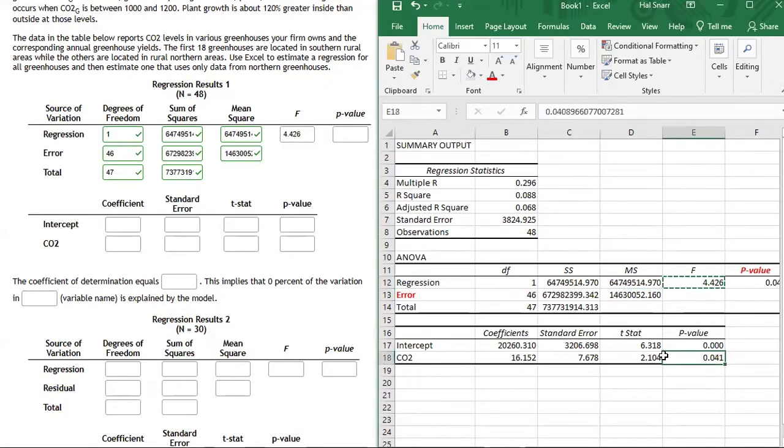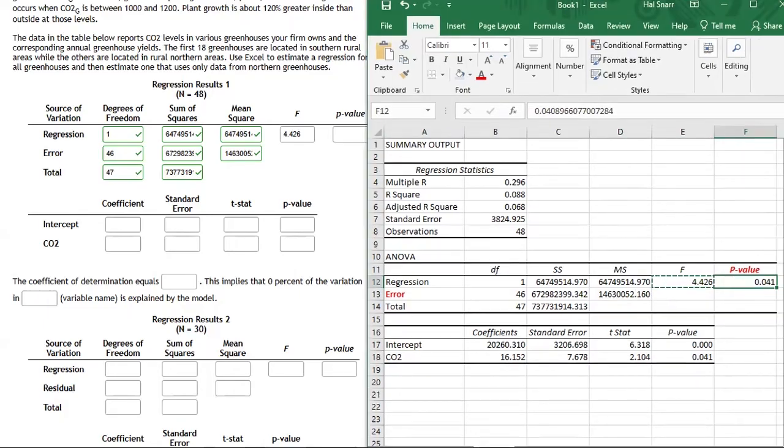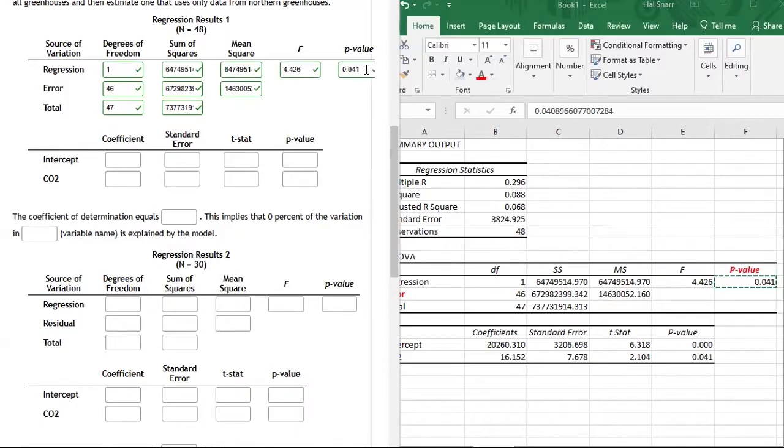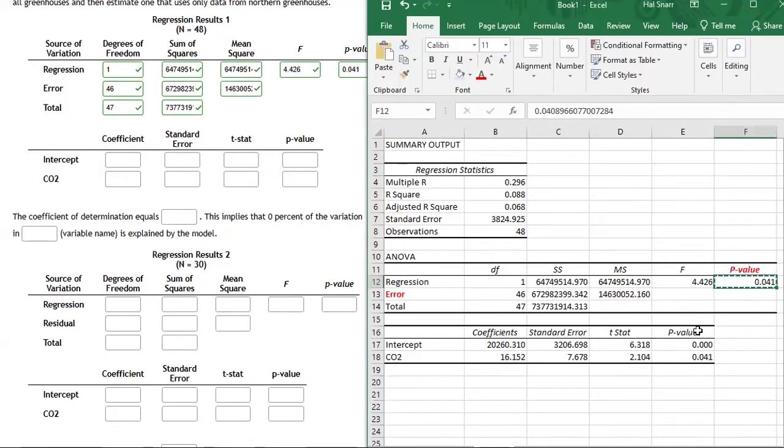If this number is close to 1, this T-stat is close to 0, this would be a highly insignificant predictor of crop yield. And as a result, these two things would be equal, and this F-stat would be pretty close to 1. And the p-value would be close to 1. But that's not the case here, is it? The p-value, 0.041. Now notice the p-value of the F statistic and the p-value of CO2's test statistic are identical.